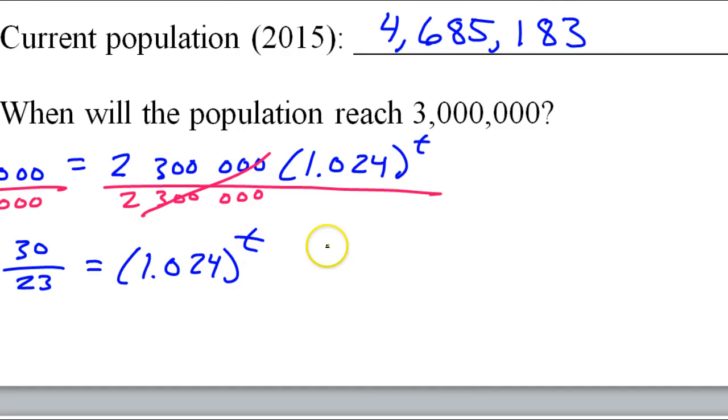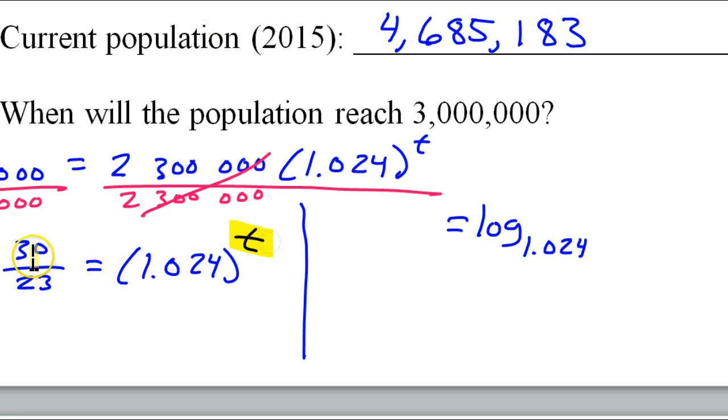So if you want an exponent, use log form. So if I rewrite this in log form, then on the right hand side I'm going to have log base, and this is my base, so log base 1.024. Now the rest of this, the t and the 30 over 23, are going to change sides of the equation. So the t is going to wind up over here by itself, and the 30 over 23 is going to wind up over here. So I can evaluate this using the change of base formula. So I'm going to do log of 30 over 23 over log 1.024.